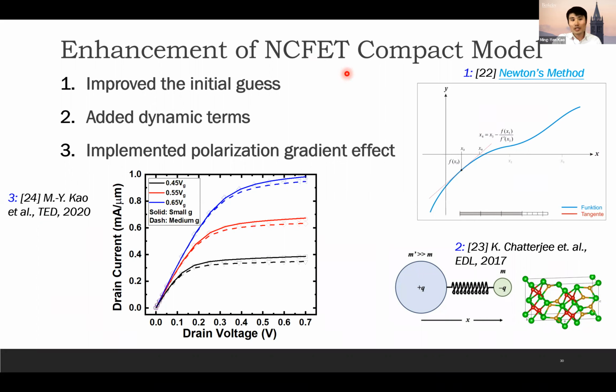And I keep doing some enhancement on the model to make it complete. The first enhancement is that I improved the initial guess. Why is the initial guess important? We can look at the Newton method.